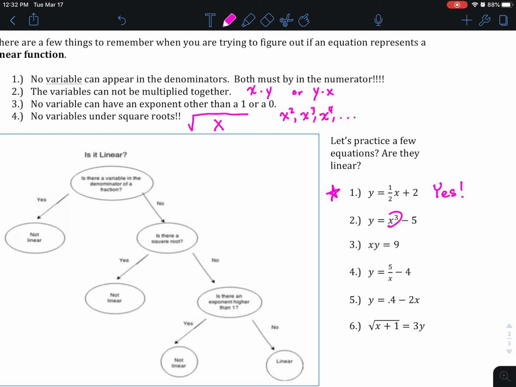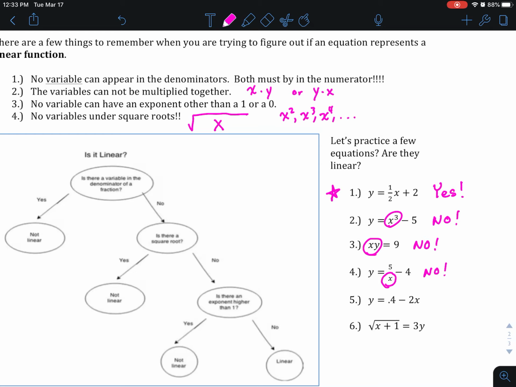How about number 2? Right away, look at this. X cubed. Since we can't have an exponent greater than 1, this one is not linear. What about number 3? xy equals 9. Remember rule number 2. Variables cannot be multiplied together. So this is not a linear function. How about number 4? Y is equal to 5/x minus 4. Well, rule number 1 says no variables can be in the denominator of a fraction. So this is also a no. This is not linear.